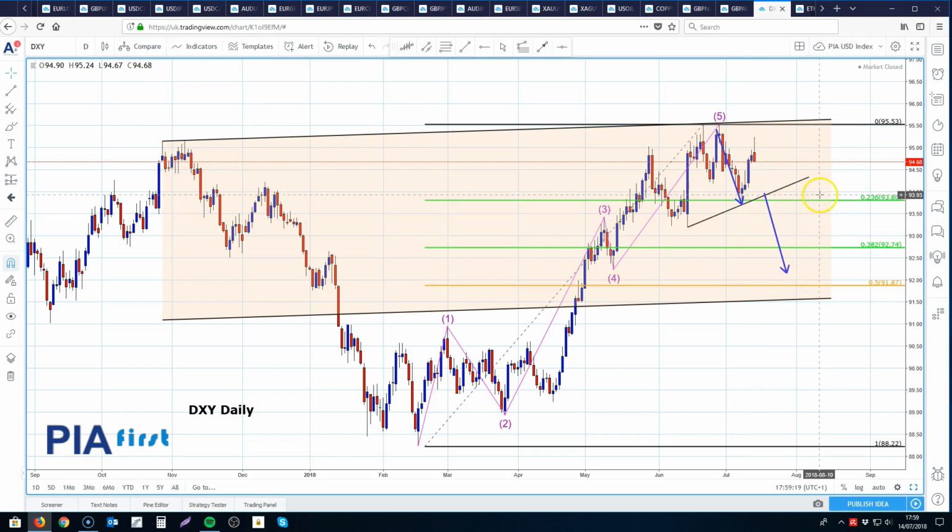Obviously we need to break around 93.90 for this to be confirmed. And then if we push through that level, we've got channel support coming in around about 91.60. So the bias is bearish in the dollar going into next week.